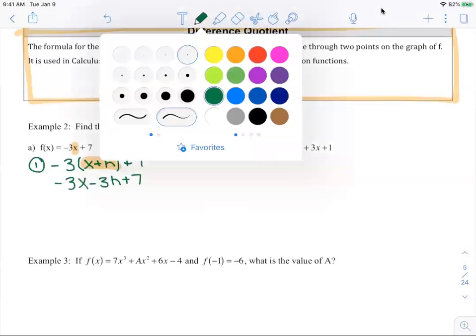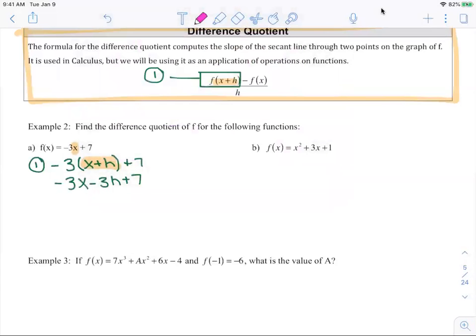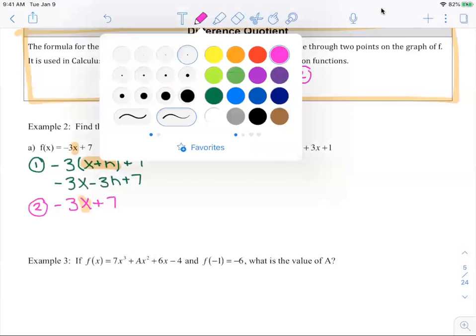The second thing I'm going to do is this part here, f of x. Well, guess what? If you replace x with x, it doesn't change. That simply is -3x plus 7. So again, you're replacing the x with x, so nothing changes. And what they want you to do is subtract those two. So you're going to take number 1 and subtract number 2. So what does that look like?